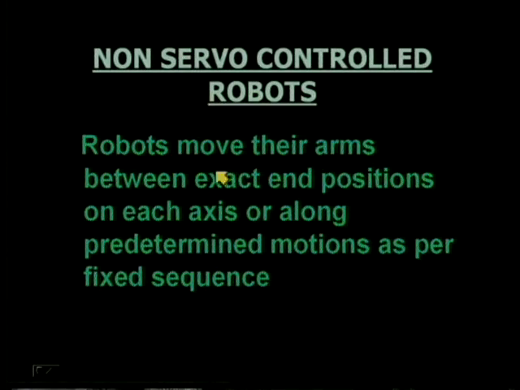Robots move their arms between exact end positions on each axis or along predetermined motions as per a fixed sequence. So, between fixed positions the robot arm can be moved. This is the limitation for non-servo controlled robots. Suppose we want to go for continuous path movement, then we will be going for servo controlled robots.